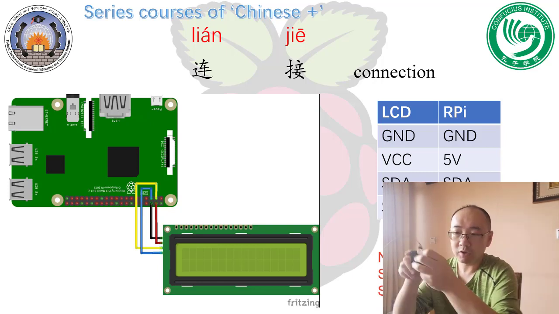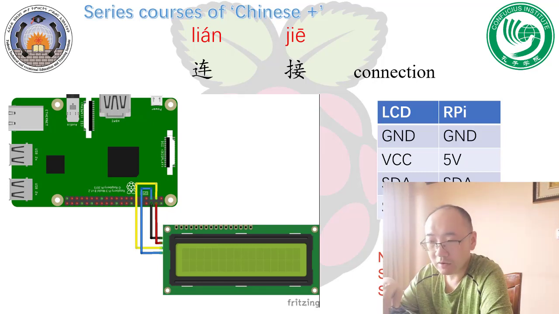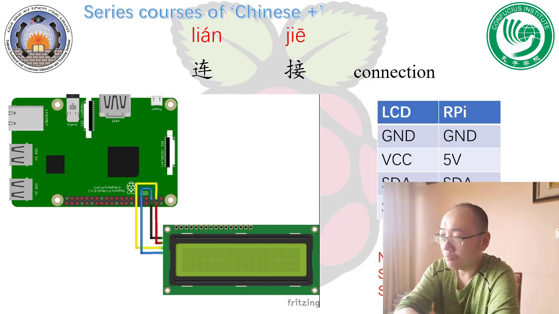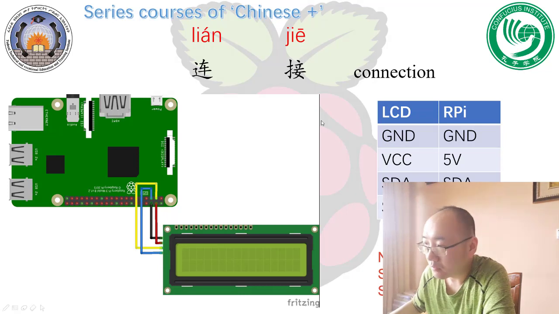So first we need to connect this I2C LCD and our Raspberry Pi via 4 lines. So LCD's ground to Raspberry Pi's ground line, and VCC to Raspberry Pi 5 volts, and SDA to Raspberry Pi's SDA, SCL to Raspberry Pi's SCL. This is how to wire it.